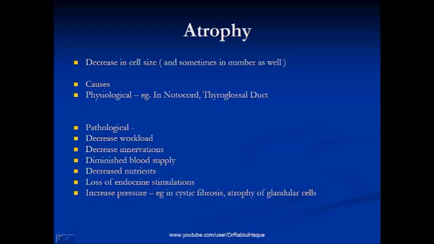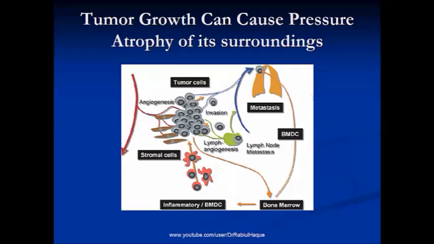The last one is pressure atrophy. The idea of this atrophy is, say for example, a tumor, it may be benign, it may be malignant, is growing. When a space-occupying tumor is growing, it's compressing its surrounding structures. So say, for example, these are cells and this is a tumor. When the tumor is growing, it compresses these cells, and in order to survive, those cells will shrink in size, so they can better withstand the pressure. So that's an example of pressure atrophy.